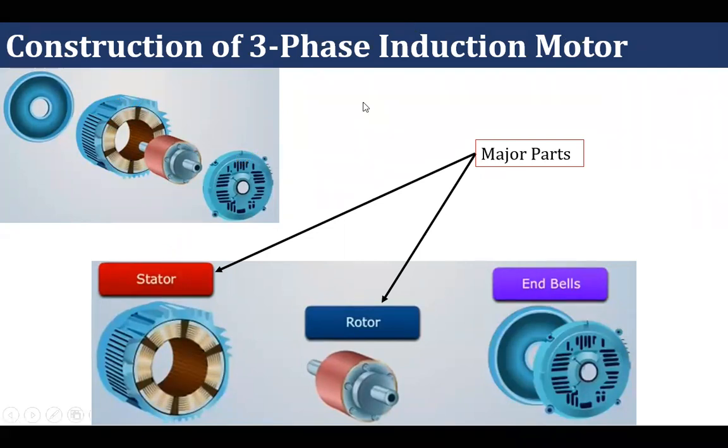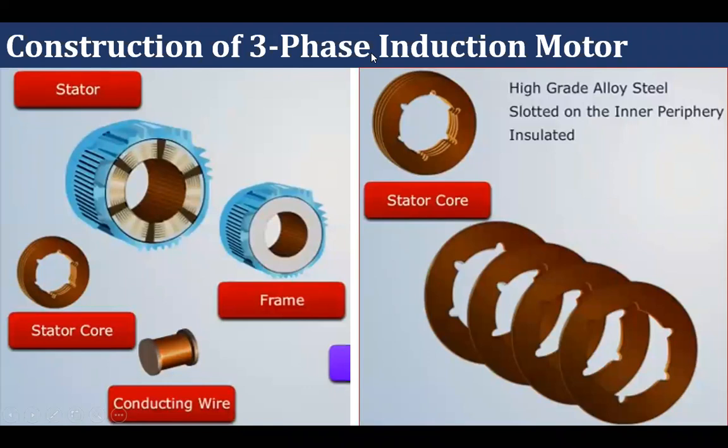We'll start with stator. Stator, as its name indicates, is a stationary part of the motor. It doesn't rotate. It has three sub parts: stator core, conducting wire, and frame. This is core. On the core, there are slots, and within the slot, stator coils are placed, which are made up of copper or conducting wire, and this outer body is frame.